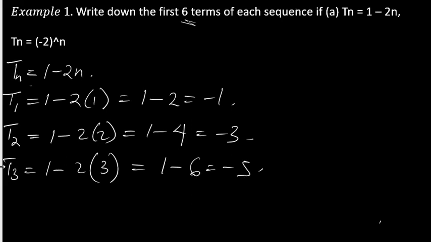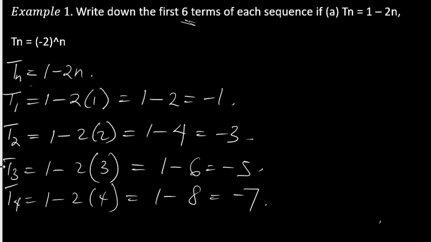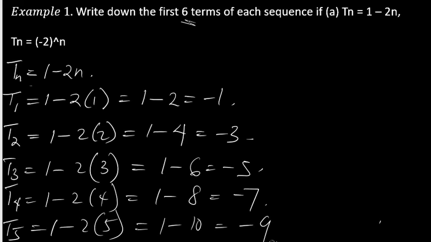The fourth term, which is 1 minus 2 times 4, which is 1 minus 8, which is equal to minus 7. The fifth term is equal to 1 minus 2 times 5, which is equal to 1 minus 10, which is equal to minus 9.